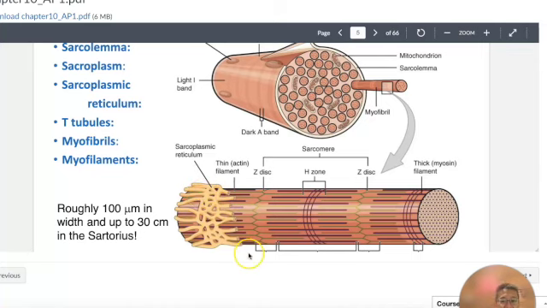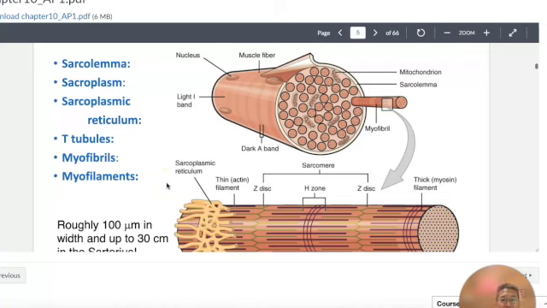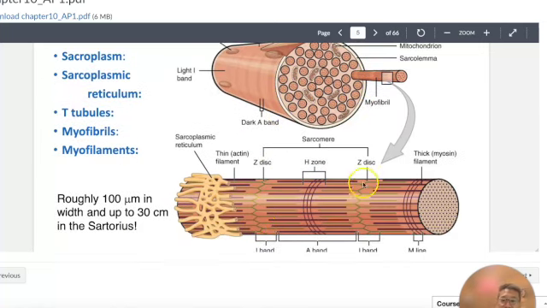T-tubules are over here, but it's cut off. I'll show it to you several slides from here. Myofibril and myofilament, we're going to look through those several slides later. So inside muscle, of course, muscle needs to move and contract, so it needs a lot of mitochondria. Okay, so we're going to study one of these from a Z band or Z disc.